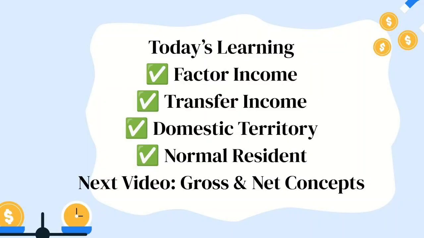Today we learned how to distinguish between factor income and transfer income, explored the meaning of domestic territory, and understood who is considered a normal resident for national income accounting. These concepts are essential because they help us correctly classify income while calculating national income. In the next lesson, we will cover gross investment, net investment, depreciation, gross versus net concepts, domestic versus national concepts, and market price versus factor cost.